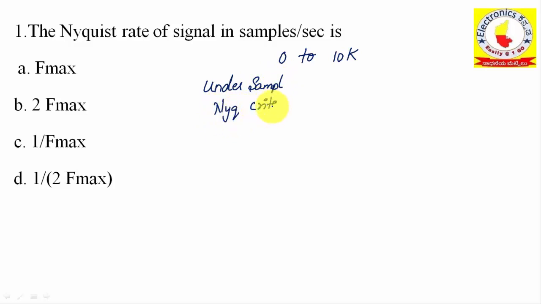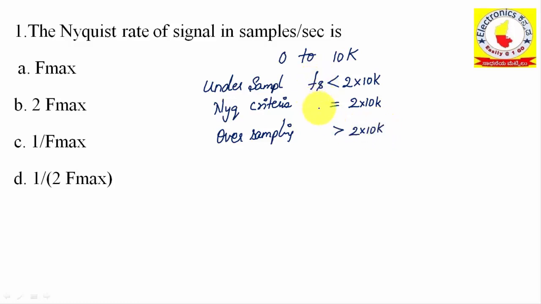Or Nyquist sampling, and the third one is oversampling. In undersampling, it will be less than 2 times of the highest frequency component. In the case of Nyquist criteria, it will be 2 times of the highest frequency component. And in the case of oversampling, it is greater than 2 times of 10 kilo. What is greater than? It is the sampling frequency.